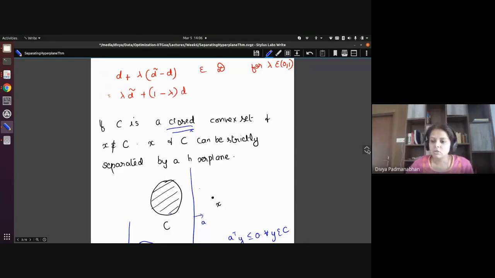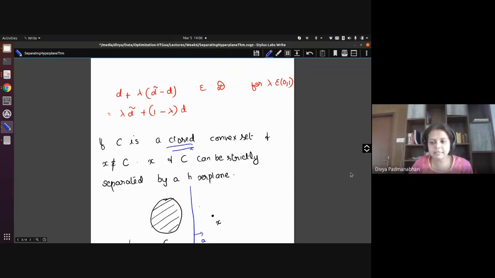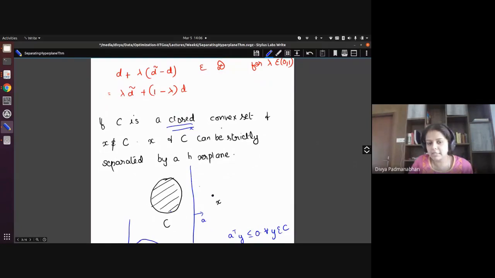So we saw this thing about two convex sets, and the final thing we saw in the last class was, now suppose you take one convex set which is also closed. Here the closed is essential, and you take a point x which does not belong to this convex set. Then in this case, you can have strict separation through a hyperplane.